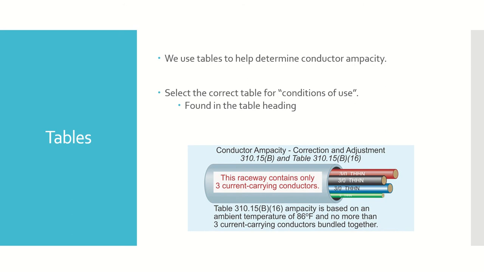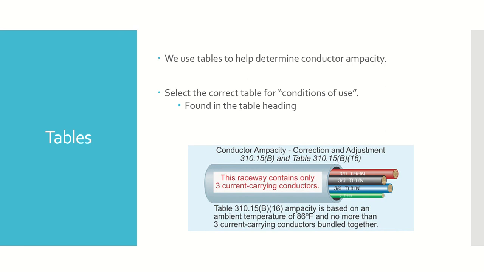Table 310.15(B)(18). This table is used for 150 degrees C through 250 degrees C, so really, really hot, high temperatures, with not more than 3 current carrying conductors in a raceway or cable, based on an ambient air temperature of 104 degrees Fahrenheit. And then there's 19 and 20. 20 is supported on a messenger, based on an ambient air temperature of 40 degrees C.